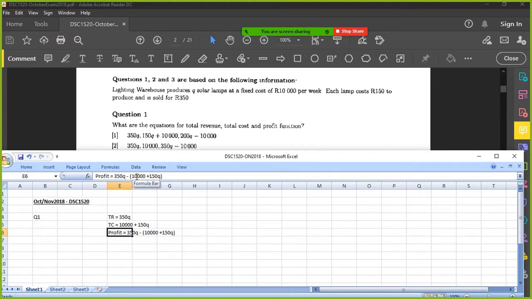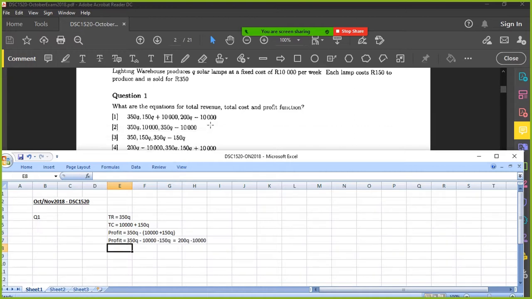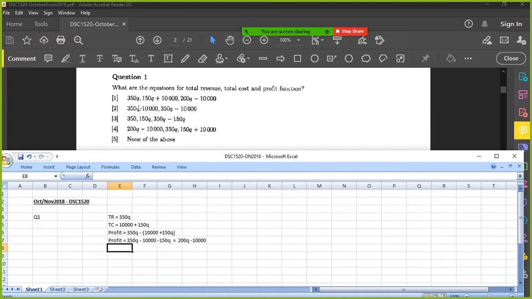So if you simplify the profit, 350 minus 150 is going to give you 200Q minus 10,000. So options: 350Q, yes. Total cost is 10,000 plus 150Q, so number 1. And then 200Q minus 10,000. Yeah, option 1.